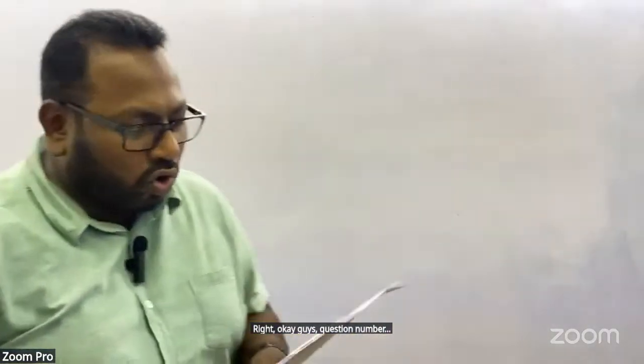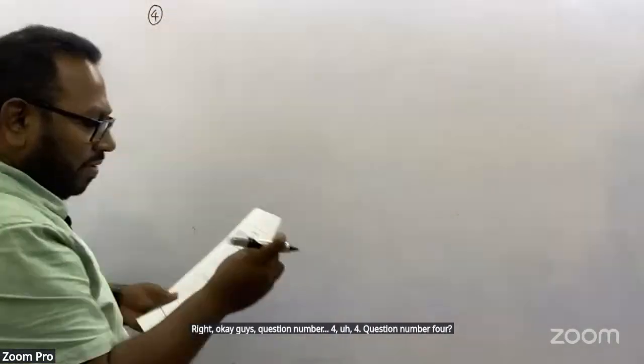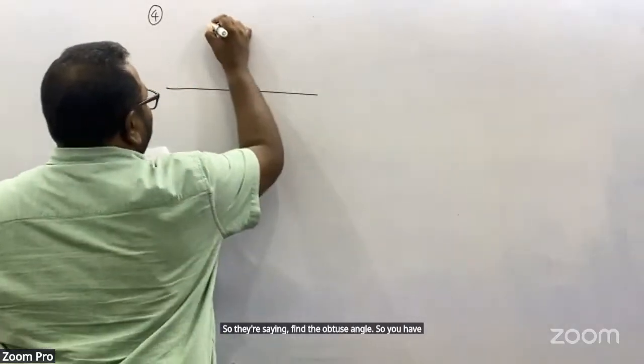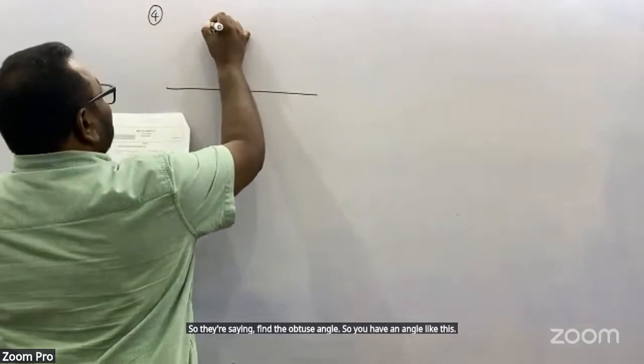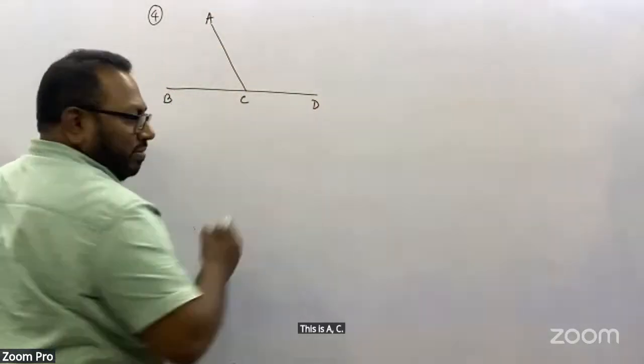Right. Okay, guys. Question number 4. Question number 4. So they're saying find the obtuse angle. So you have an angle like this. This is A, C, B, and D. Right. What is an obtuse angle?